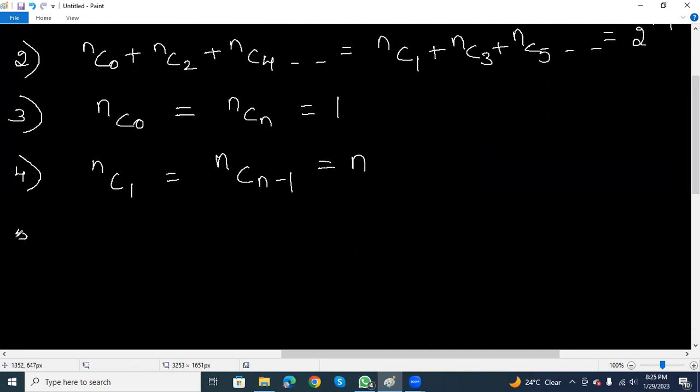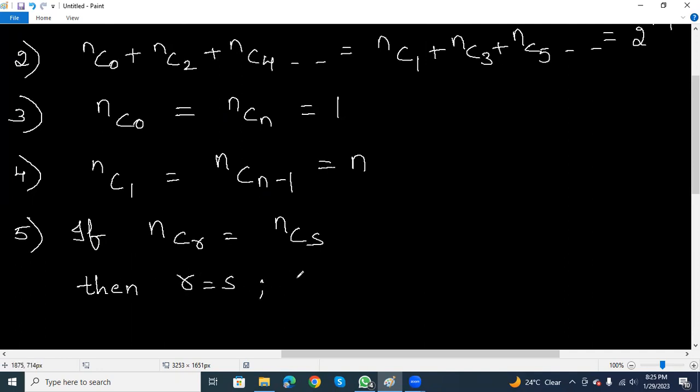Now let's see one more property. If NCR is equal to NCS, then we can draw some conclusions: R is equal to S, or R plus S is equal to N, or R minus S is equal to 0. Based upon the question, we can use any of these results.